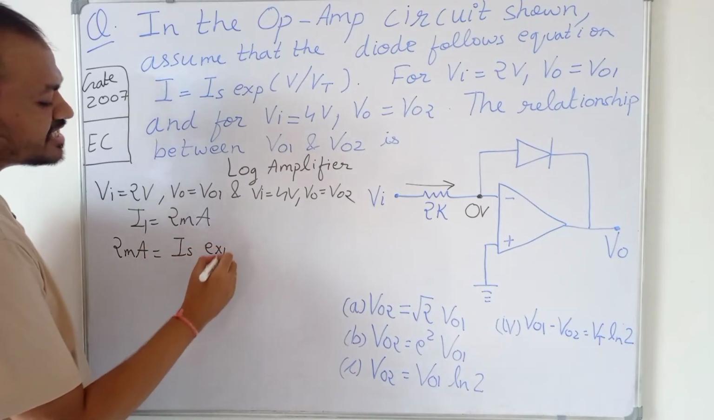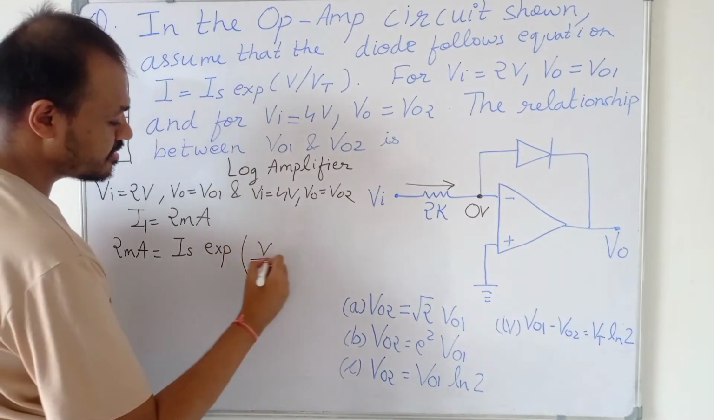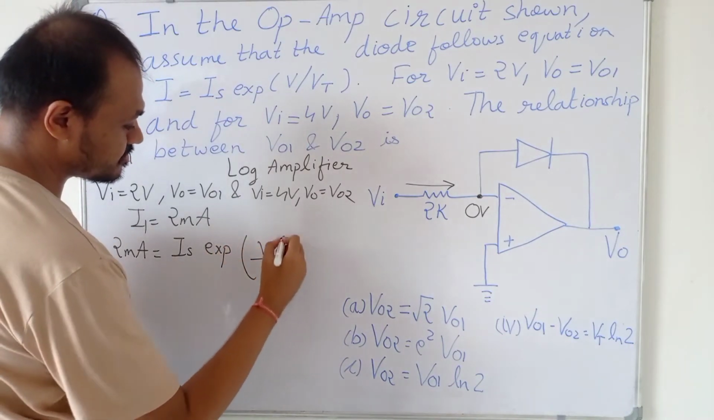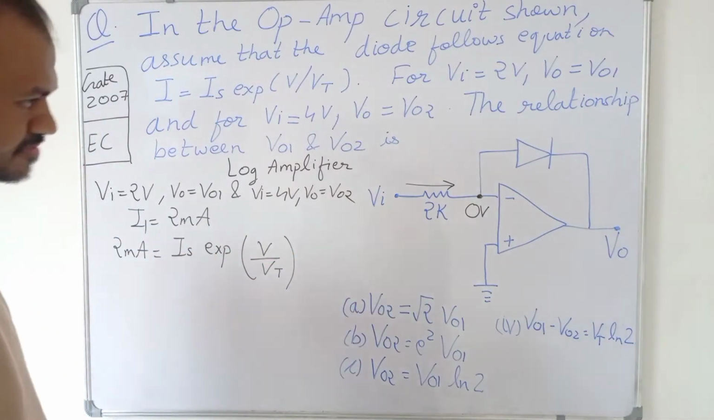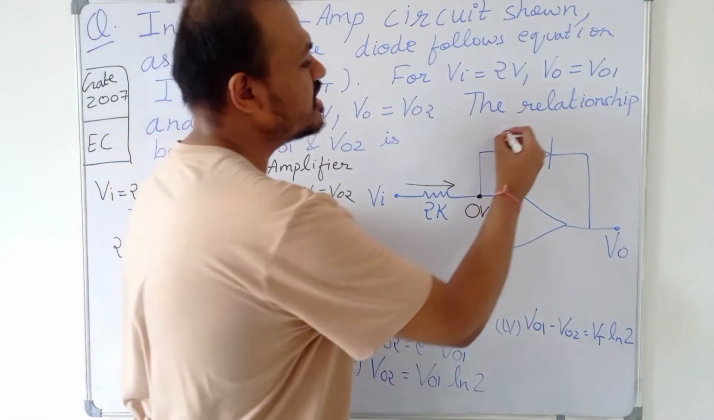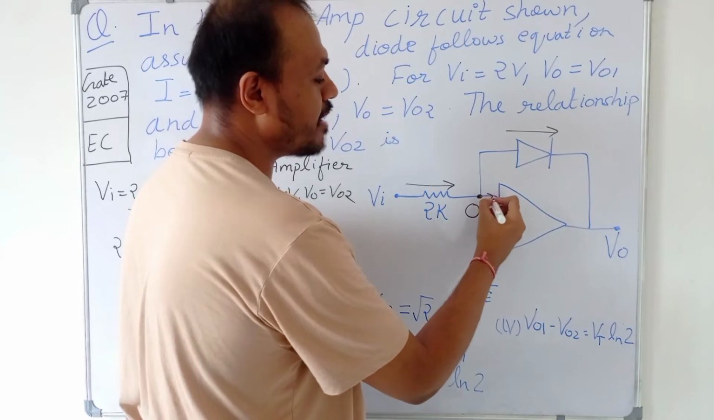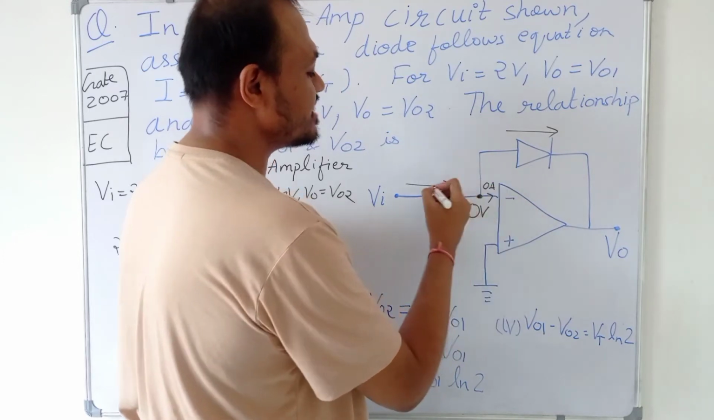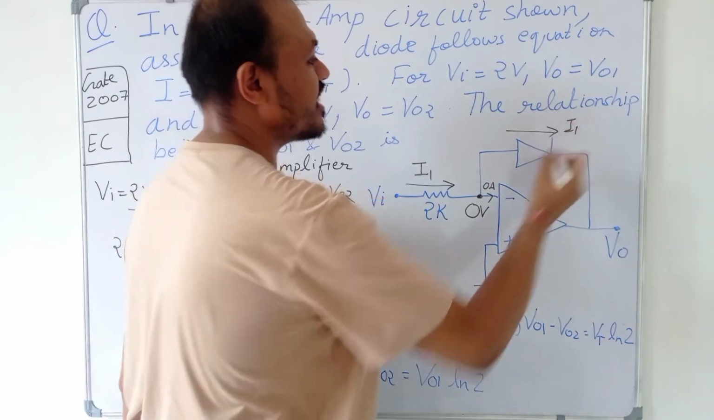So I1 is equal to Is exponential of V upon Vt, and this V is Vo1. The same I will flow here because the current that is going inside the op amp is 0 ampere. So this I1 which is flowing, the same I1 will be flowing here as well.